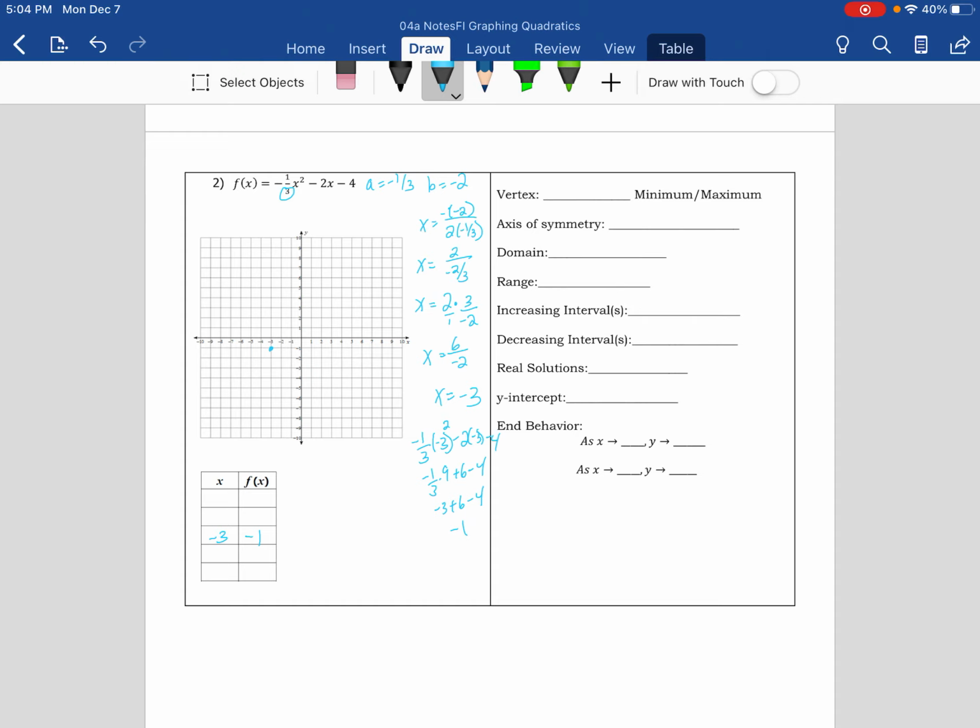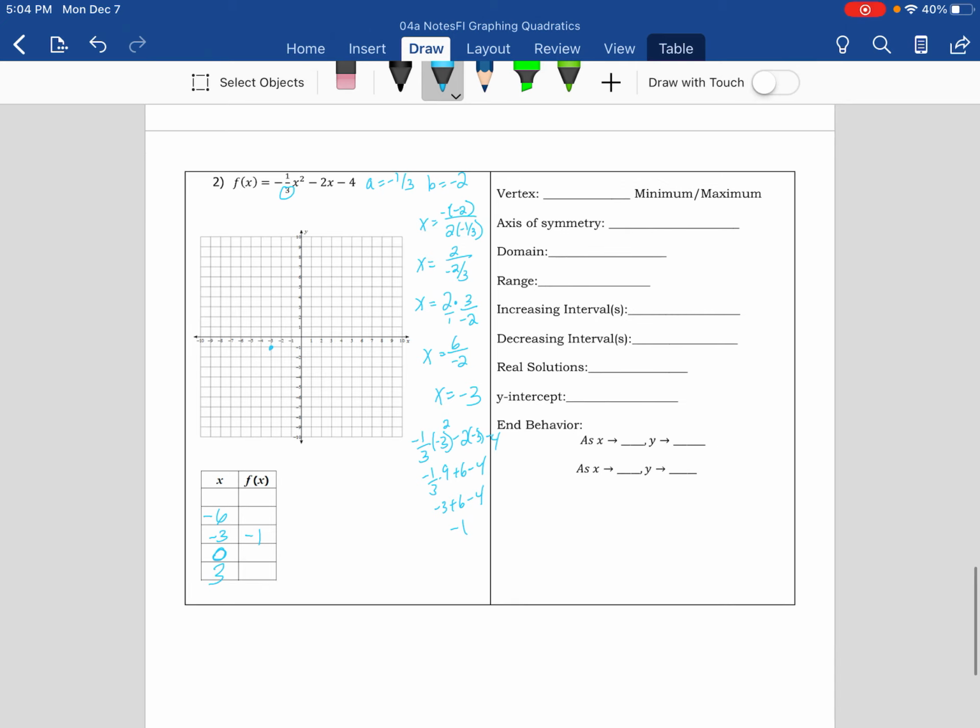So if I pick points, I'm going to pick negative 3. I'm not going to pick negative 4, I'm not going to pick negative 5, I'll pick negative 6. Negative 6 would be a good number, because I know that that's divisible by 3. If I was going the other way, I wouldn't pick negative 2, I wouldn't pick negative 1. 0 is actually an excellent point to pick. And then also if I were going to the right, I wouldn't pick 1, I wouldn't pick 2, I'd pick 3, because I know that that's divisible by 3.